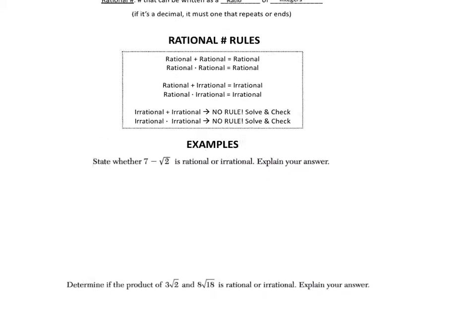Okay, so let's look at an example here. The first one says, state whether 7 minus the square root of 2 is rational or irrational. Explain your answer. There's two routes you can take, and I'm going to give you two different options for how you could answer this and get complete credit. So the first route is to use the rule.